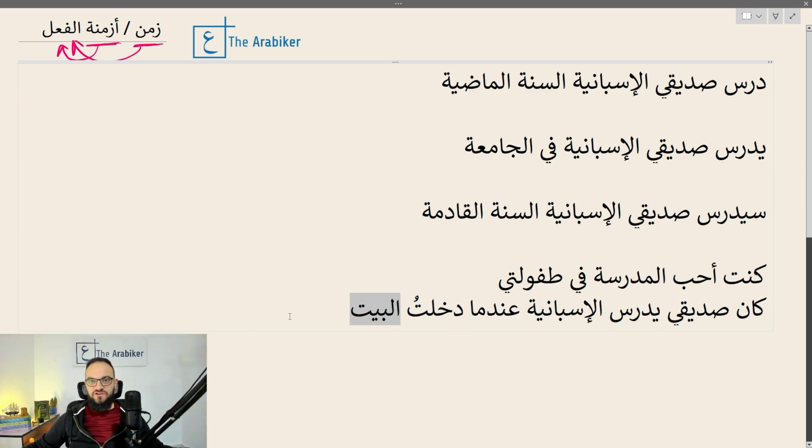As you can see in this structure, I used the verb kana plus فعل مضارع, present verb. What temporal difference does this structure hold? This sentence here, which also consists of the same structure, it's kuntu, a variation of kana conjugated. We will discuss that in a moment. Kuntu uhib. It's kana, one of the variations of kana, uhib, followed by present tense.